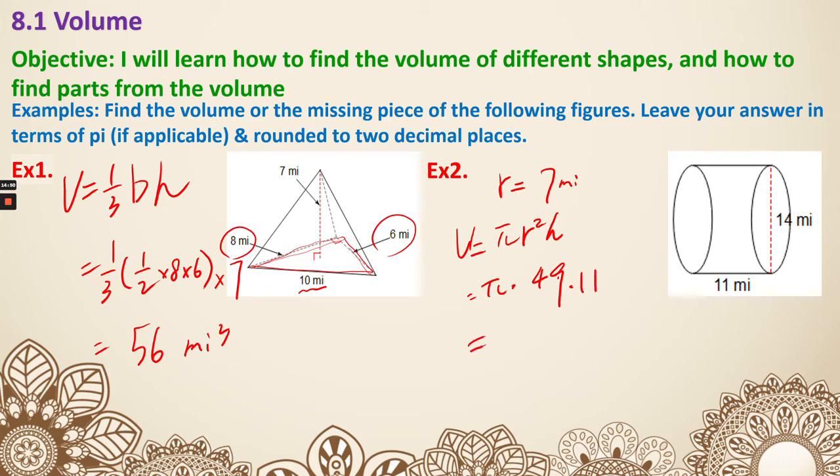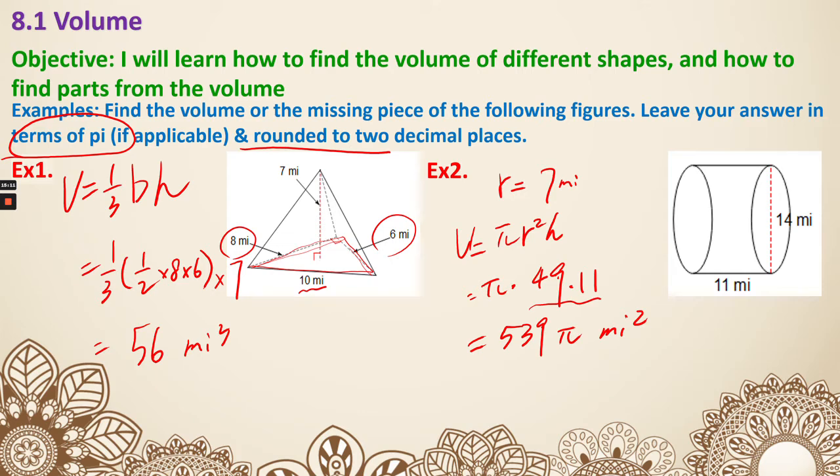Something to be careful with: the question says leave your answer in terms of pi, but also round to 2 decimal places. So first, we are going to keep the pi, which means you just need to calculate the 49 times 11. That's going to be 539 pi. Don't forget the unit, which is mile cubed.